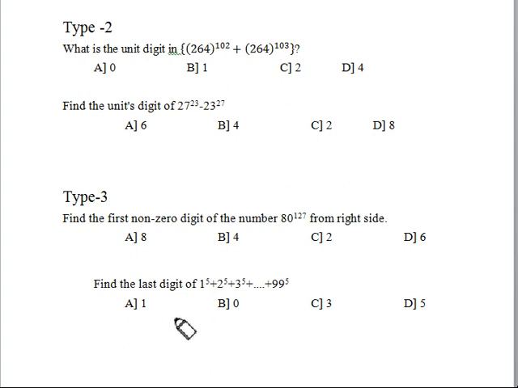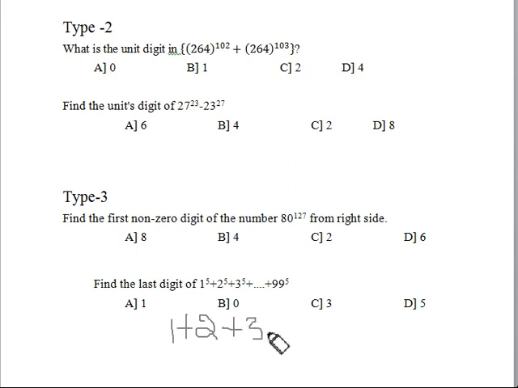Now find the last digit of 1 raised to power 5, plus 2 raised to power 5, plus 3 raised to power 5, and so on up to 99 raised to power 5. They're asking for the last digit of this. So if you think clearly, 1 raised to power 5 will give 1. 2 raised to power 5: we know the cyclicity of 2 is 4, so the remainder again would be 2. As we know the maximum cyclicity is 4, jumping to 5 will give the same number in the last digit.